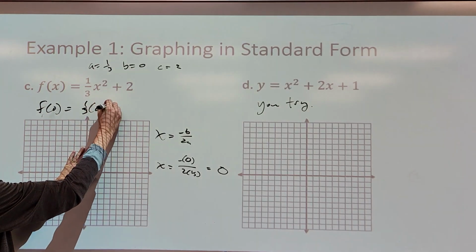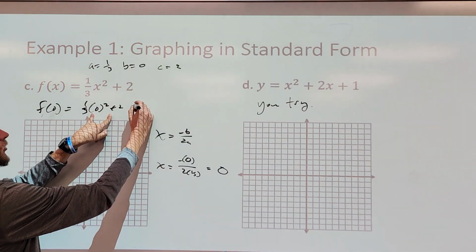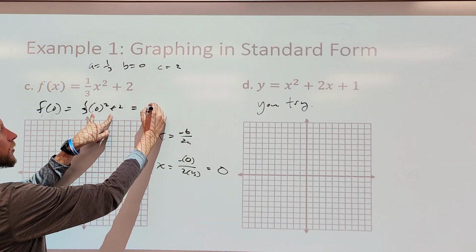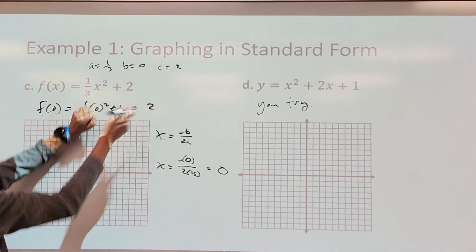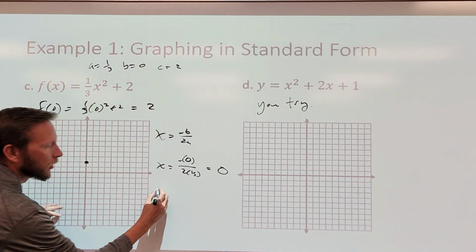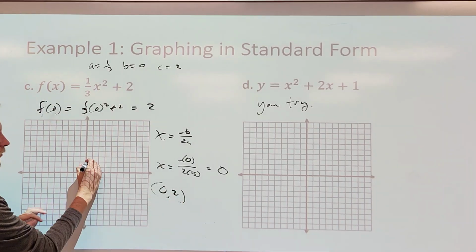When I substitute 0 in, I get 1/3 of 0 squared plus 2. Oh, it turns out that our vertex is the y-intercept. All right, 0 plus 2 makes 2. So (0, 2) is our vertex.